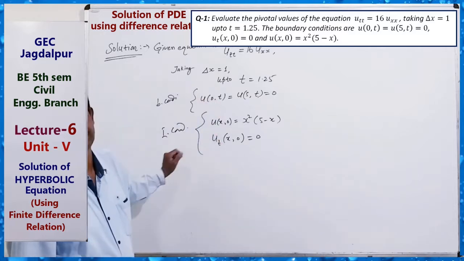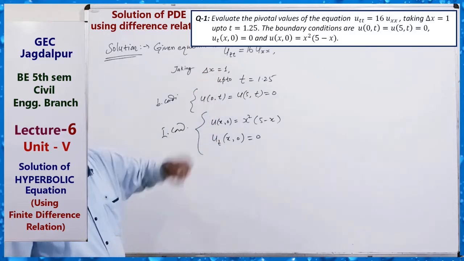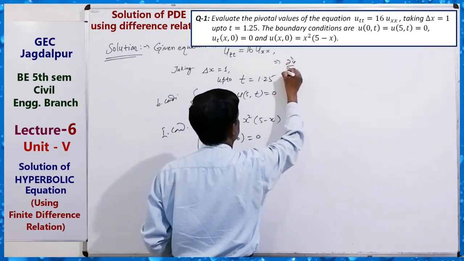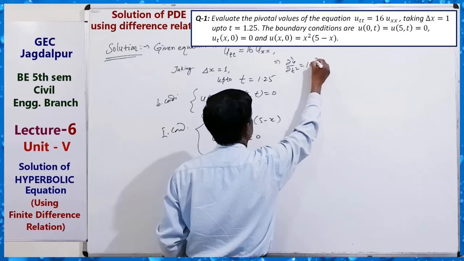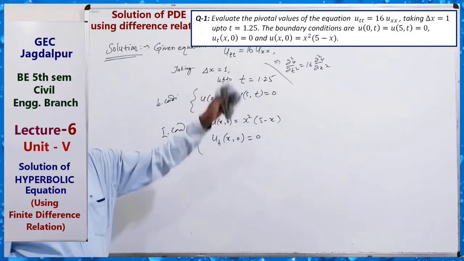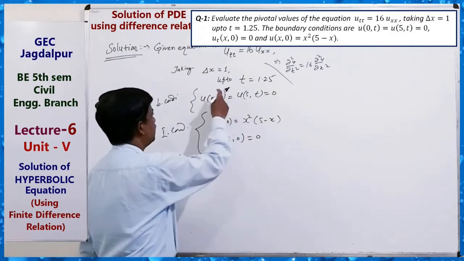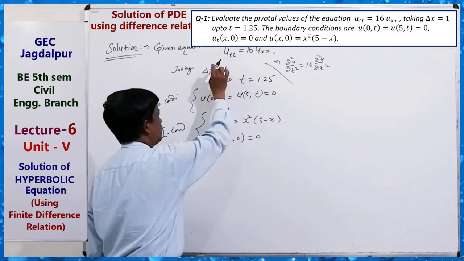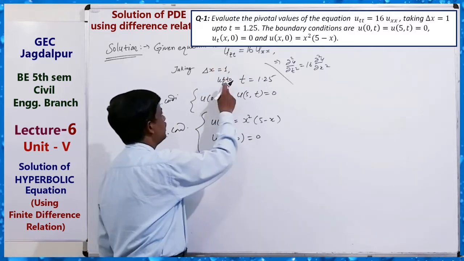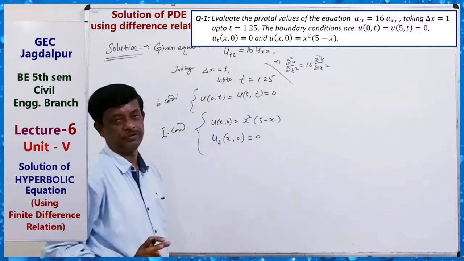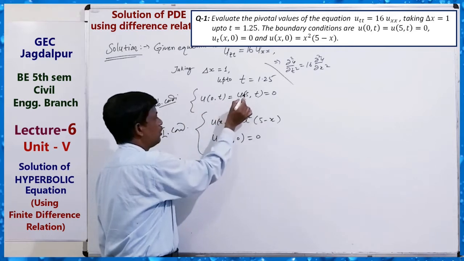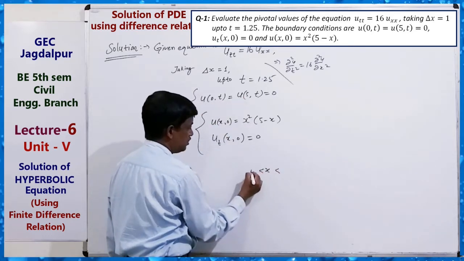In this given equation, what does it mean? Del squared u upon del t squared equals 16 del squared u upon del x squared. This is the given equation, and this is for h equals 1. From here we can suppose h equals 1, and up to t equals 1.25. Here the boundary condition is 0 to 5, that means x lies between 0 and 5.